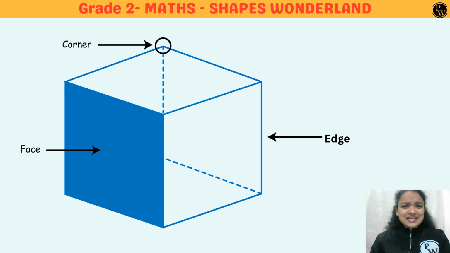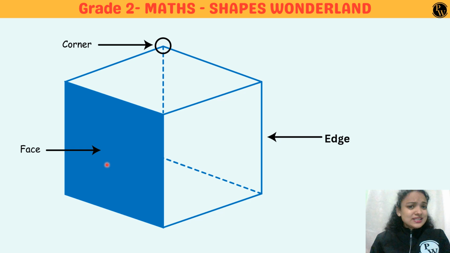Now, let's take an example of a cube to understand what faces, edges, and corners are. So, the face is a flat or a curved surface of a 3D shape. Can you see this face, which is highlighted with blue color? Yes? Yeah. So, this is a face of this cube.